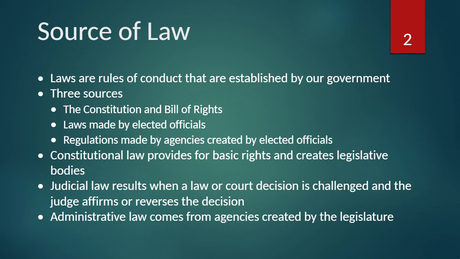When we talk about the legal aspects of nursing, it's important to understand where laws actually come from. In the United States, laws are rules of conduct established by our government, and nurses must follow these laws to practice safely and legally. There are three major sources of law. First, we have constitutional law, which includes documents like the U.S. Constitution and the Bill of Rights. These documents outline our fundamental freedoms, such as privacy, due process, and equal protection, and they create the framework for how legislative bodies like Congress and state legislatures are formed.